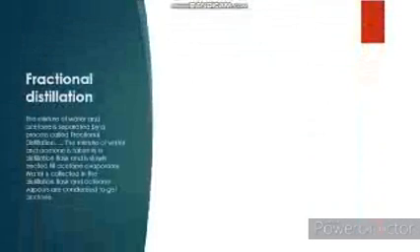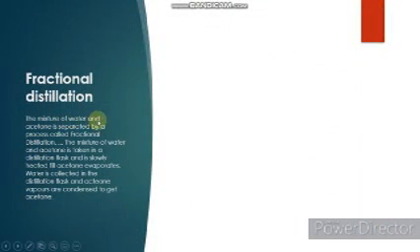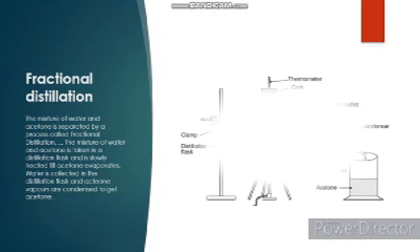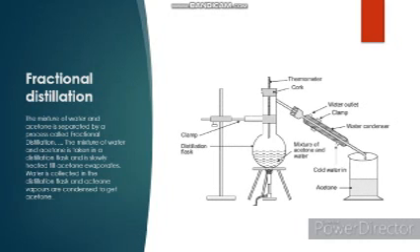Next process is fractional distillation. The mixture of water and acetone is separated by the process called fractional distillation. So if we want to separate acetone and water from the acetone water mixture, then we will use this fractional distillation. See, same, set the apparatus and take the content in the distillation flask and heat the content.